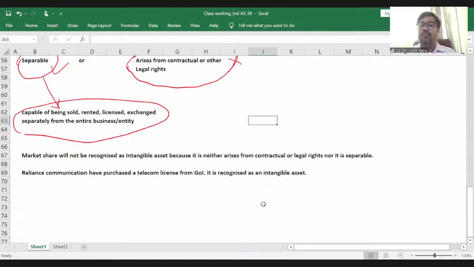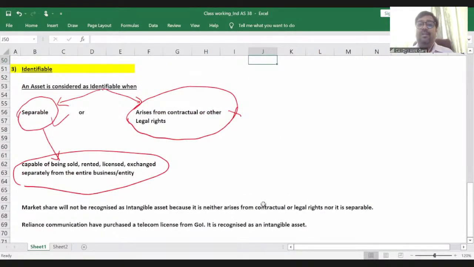Yes, this is also meeting the condition of identifiability. Why? Although it is non-transferable and non-separable, it is arising from contractual or other legal right. This company has paid for this broadcasting license, and the Government of India has given a contractual or legal right to broadcast the songs, or let's say the content, right? So it is arising from contractual or other legal rights, and hence it is meeting the identifiability criteria. Please mind the word: it is or, it is not and, it is or, right? I hope it is clear to everyone, guys.